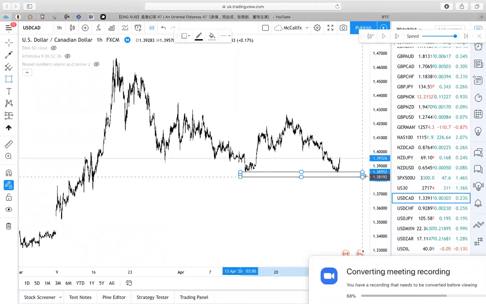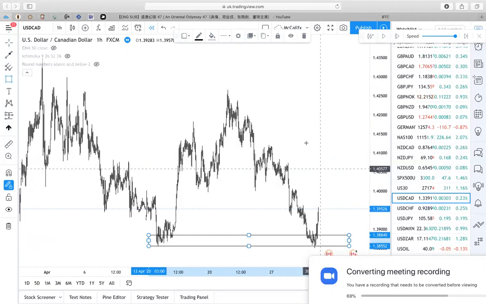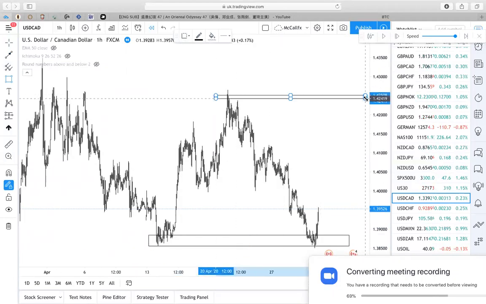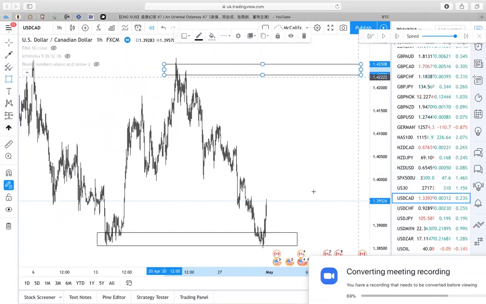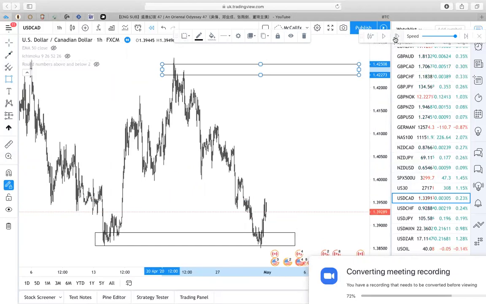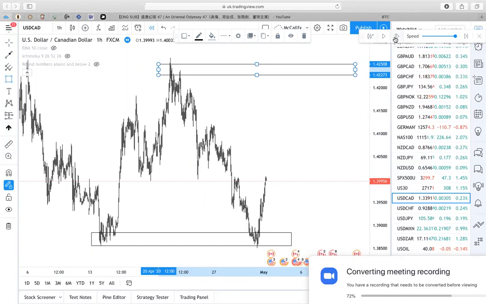So this was my support level, and I'm expecting price to get to this level. But like I told you guys, you don't have to put your stop loss on this line because price might probably not get to this line. Price will probably get here and then do a drop. So price is coming down. Let's see what price is doing. See, price is going up.